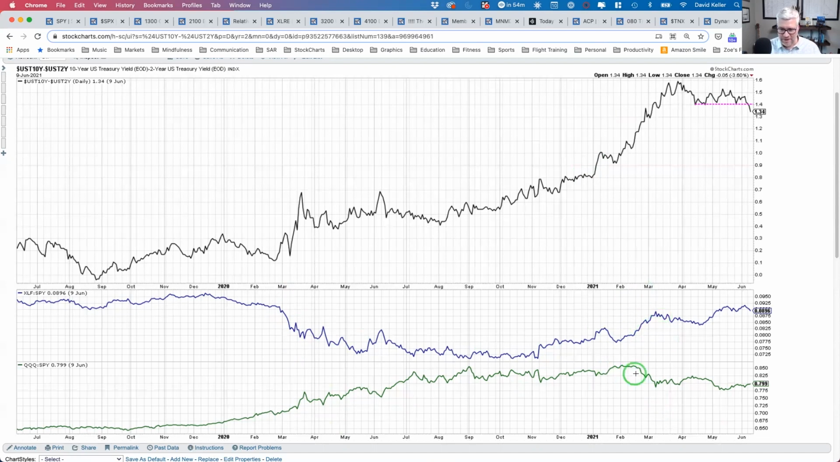That's when the growth trade really started to not work. You can see financials and other cyclicals starting to do very, very well. And you can see that differentiation of financials outperforming, the Qs underperforming.